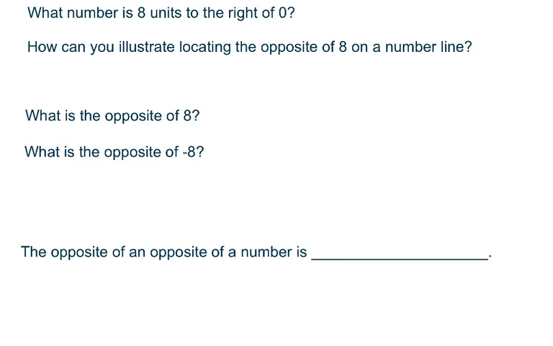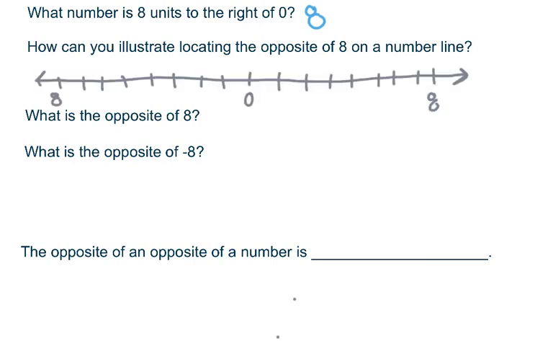Let's continue. What number is 8 units to the right of 0? The answer, 8. How can you illustrate locating the opposite of 8 on a number line? Alright, so let's find the opposite of 8 on a number line. So we know that 8 is a positive number, so then the opposite has to be a negative number. So it is still going to be 8 units to the left of 0 because it is a negative number.